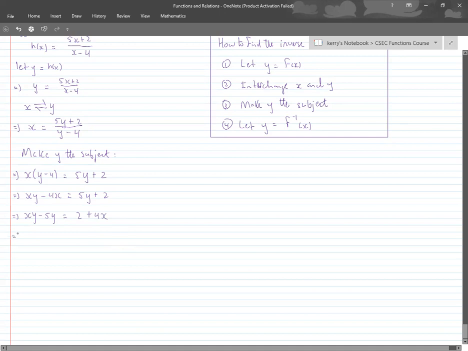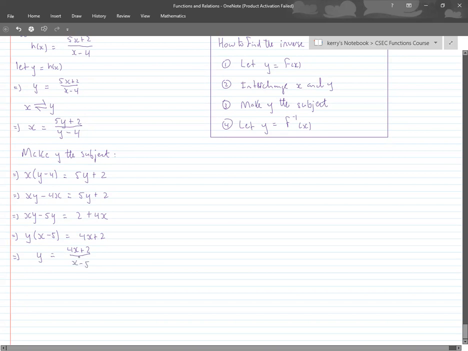And now I have my y terms together, so I use factorization, which you can go back to my quadratics videos for, where I taught you how to factorize. This is your common term, y. So I could factor y out. xy divided by y is x, and 5y divided by y is 5. You can leave the right side as 2 plus 4x, that's fine, or you can write it as 4x plus 2. And now this is y multiplied by x minus 5. To get y by itself, I have to divide both sides by x minus 5. And that's the answer there.